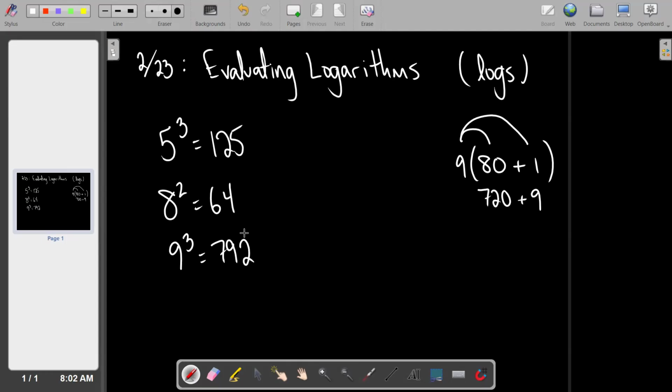So eventually I'm going to give you a piece of paper. That's the one I meant to give you today that has all the powers on it, like 6 to the eighth power. Yeah. I didn't do that.